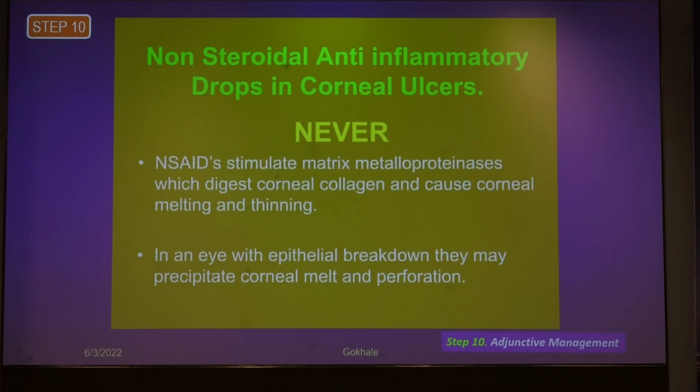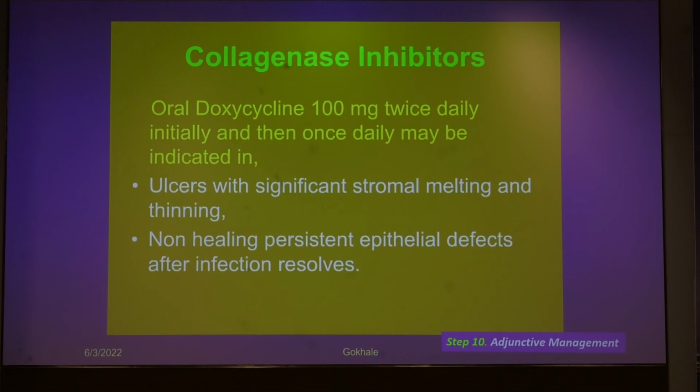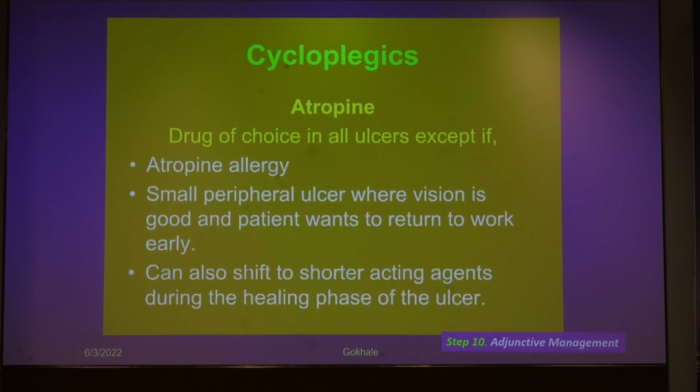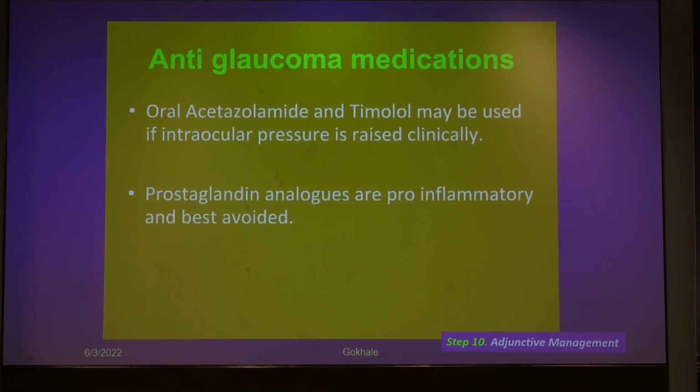Some of the adjunctive management is not to use NSAIDs in corneal ulcers. They can cause epithelial breakdown and precipitate melts and perforations. You can always use collagenase inhibitors. Atropine is again something that we all need to remember to use. And anti-glaucoma medications, we avoid PG analogs normally.